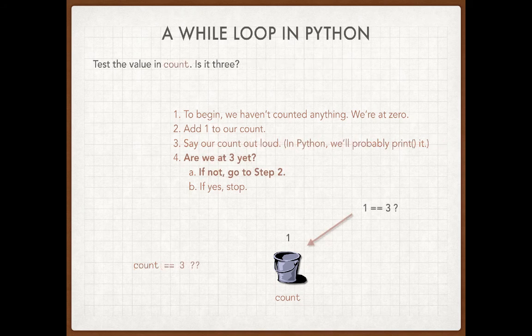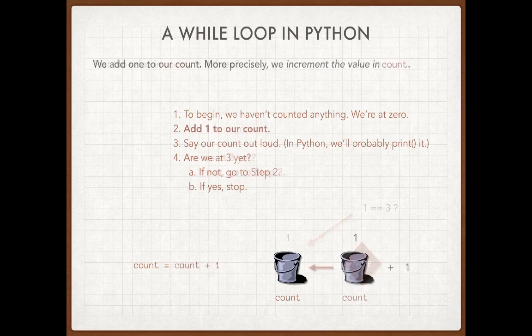And we'll do a Boolean test. Remember, in Boolean terms, the test for is the thing on the left the same as the thing on the right is the double equal sign. So we'll ask, is count equal to 3? Well, right now it's only 1, so that's false. So therefore we repeat the process. We're going to go back up and we'll go back to 2.